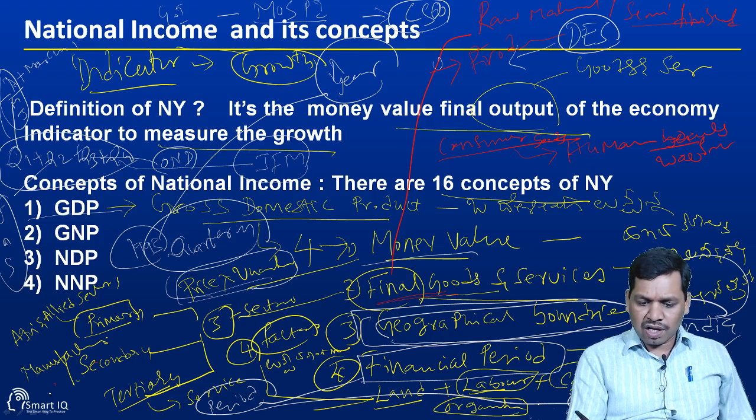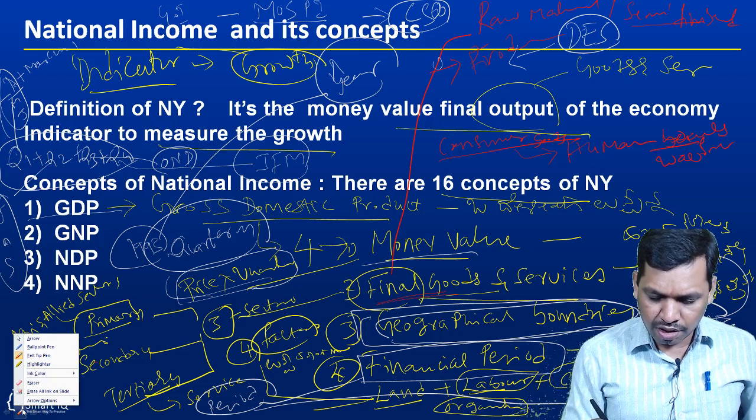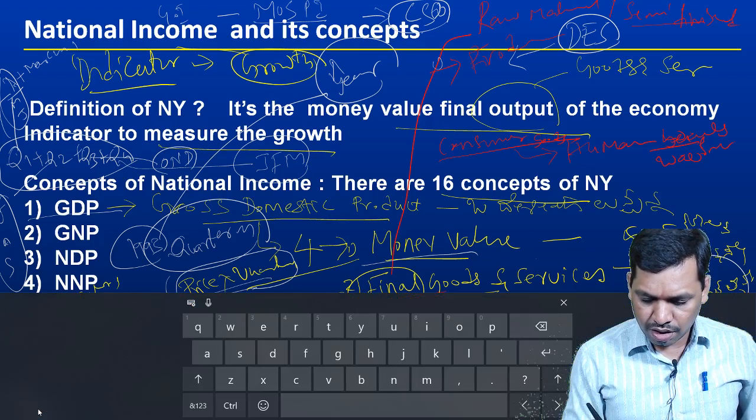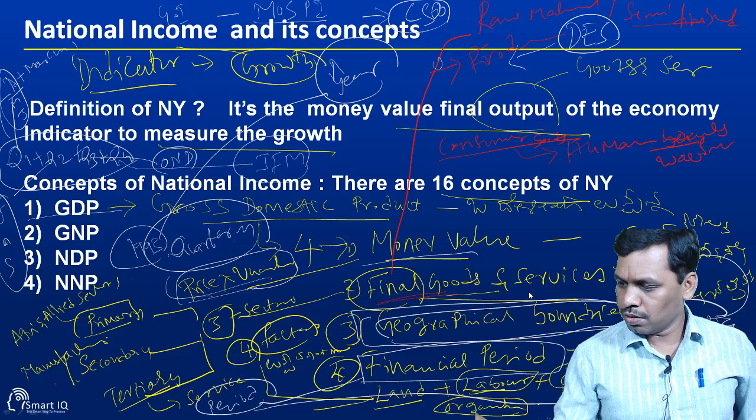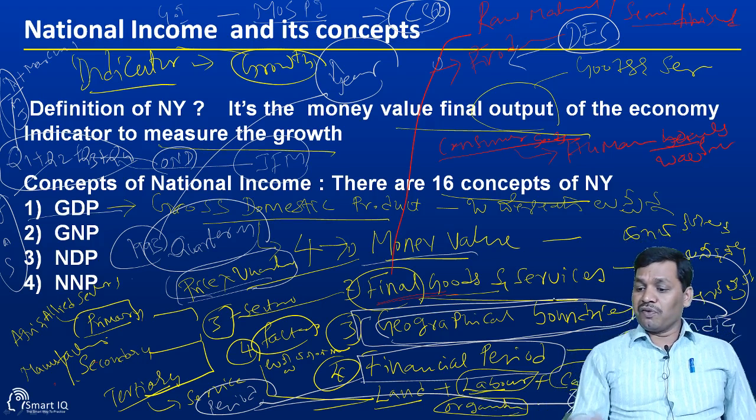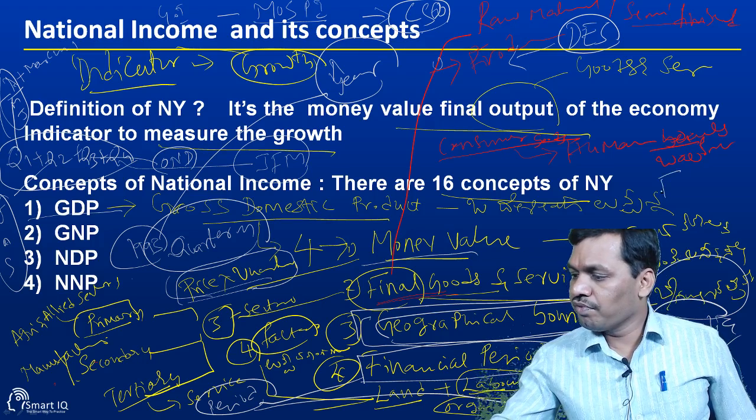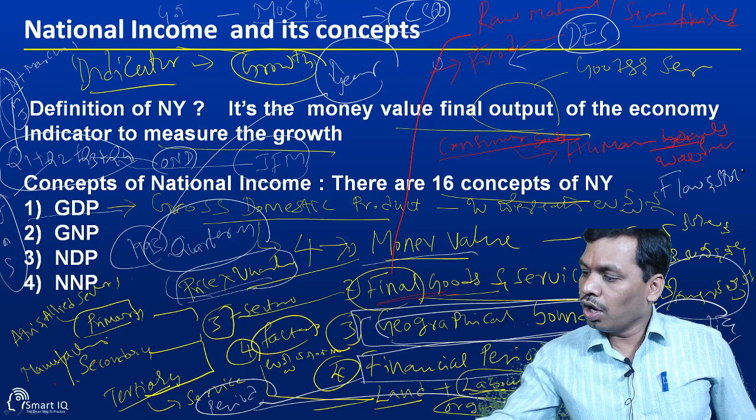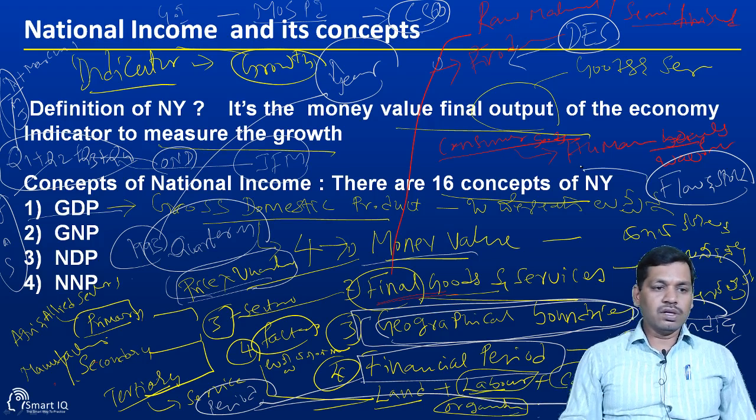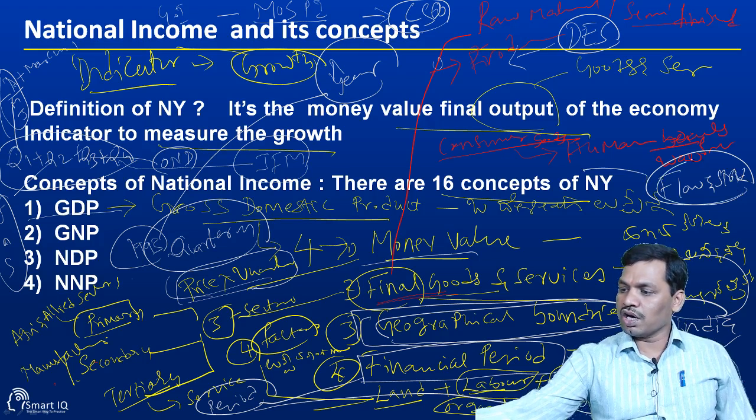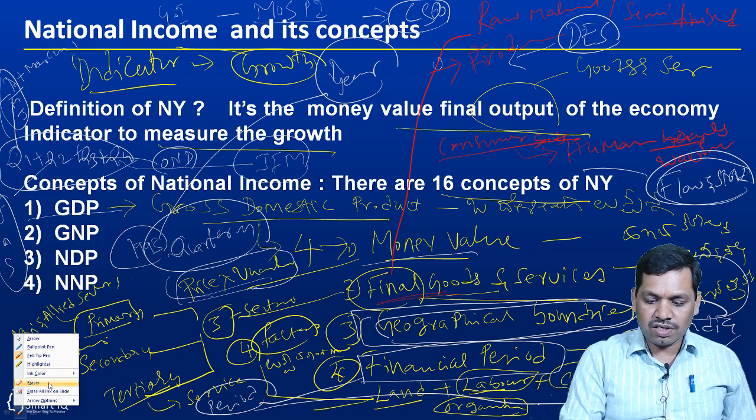And one more thing, for the sake of examination, you should remember this most important thing: is national income a flow or a stock concept? Let me discuss this debate after some time. All economic concepts are bifurcated into flow and stock. Flow means over a period of time, and stock, S-T-O-C-K, means at a specific point of time. So you should remember national income, as we have discussed.